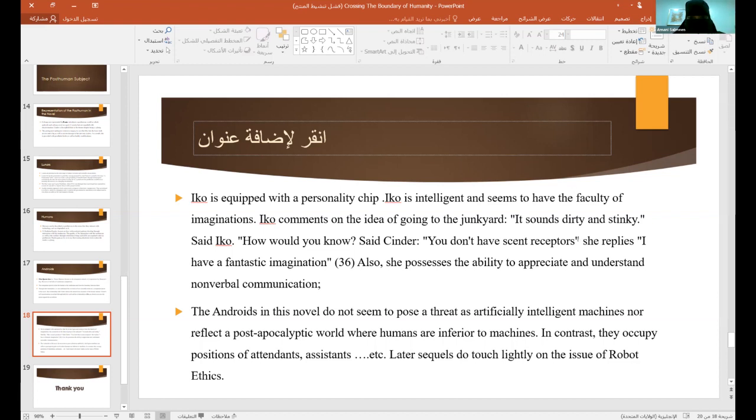Just to sum up my main points, posthumanism challenges the binary opposition that privileges the human over the non-human. In this scenario, in the novel, it is the human versus the machine, and it explores this through different representations that are discussed in the paper.